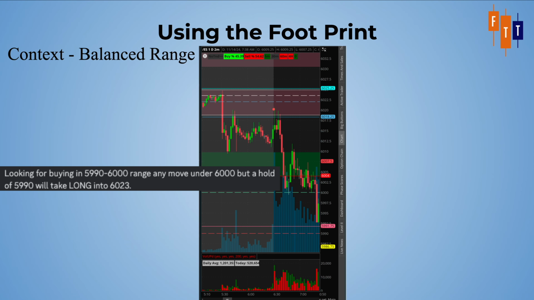Now here's the open. It sells off, breaks through this demand zone. It's looking pretty bearish, right? We come down, we break that 6,000 level, and then what happens? Above 59.90, it stops on a dime.